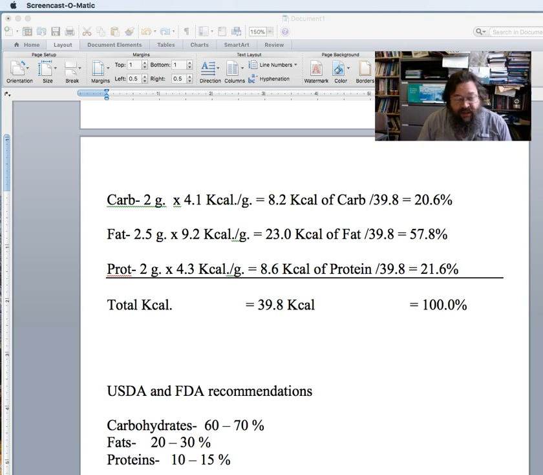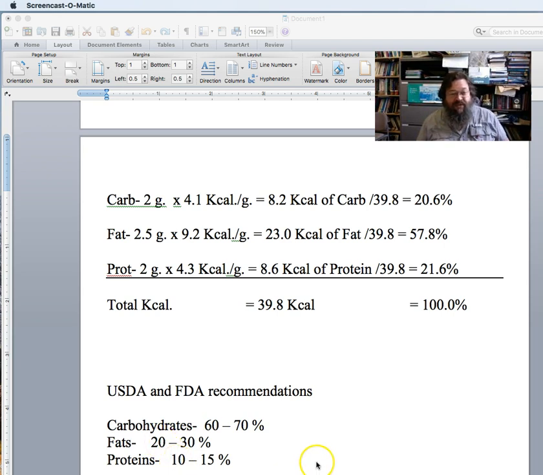The USDA and the FDA recommended that people get 60 to 70% of their calories from carbohydrate, 20 to 30% from fat, and 10 to 15% from protein. Originally, they pushed people toward the high end of the carbohydrate range, 70%, and the low end of the fat and protein ranges, 20 and 10.